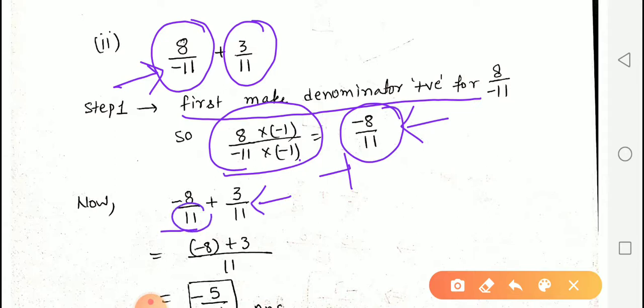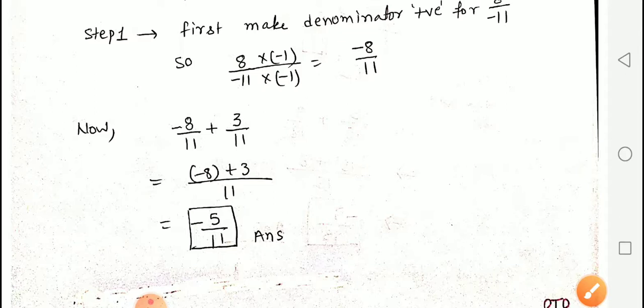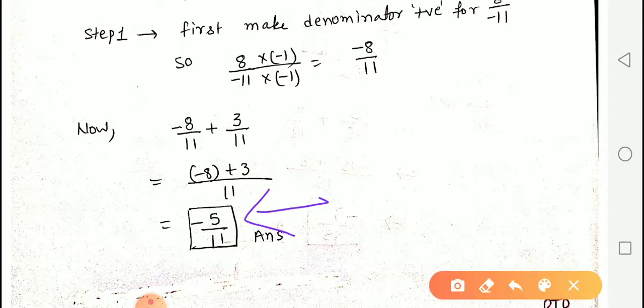Here again both denominators are the same. So we write the common denominator, and in the numerator we add both numerators. So negative 8 plus 3 will become negative 5 upon 11, and this is our answer.